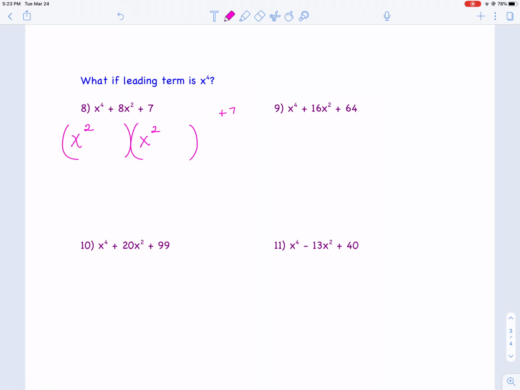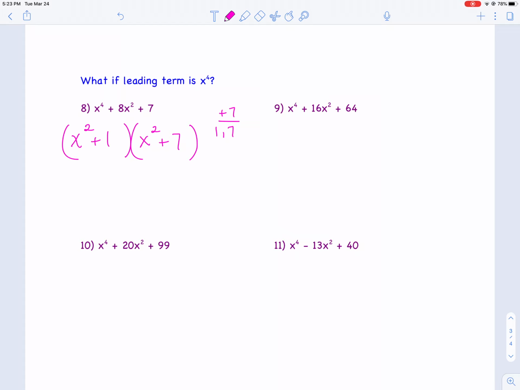You're still going to pull out your 7, and you're going to ask yourself, okay, name two numbers that multiply to 7 and add to 8. Well, there's only one pair of numbers that multiply to 7, 1 and 7, and those add to 8, plus 1, plus 7. Done. Notice there's nothing next to my 1 and my 7. So most kids will want to put x's next to there.